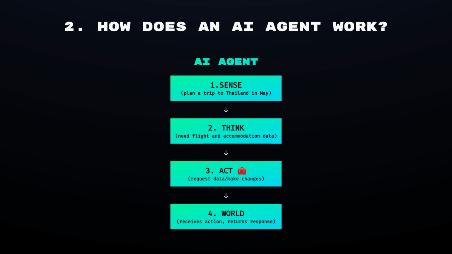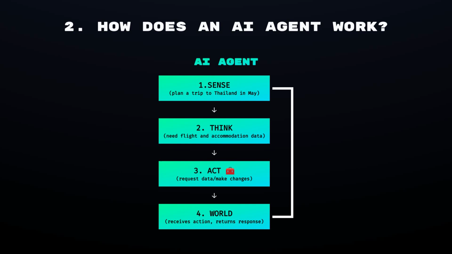Fourth, the action impacts the environment, and this updated state is received as new input in the first step. This process continues until the goal is reached, or runs indefinitely.